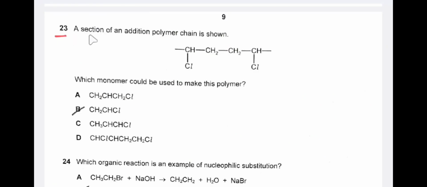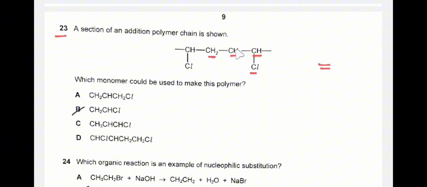Number 23, a section of addition polymer chain is shown. So this is the addition polymer chain. Which monomer could be used to make this polymer? To make this polymer, first of all we need to find where the repeat unit ends. Here we can see CH3Cl, then CH2, then again CH2, then again CHCl.